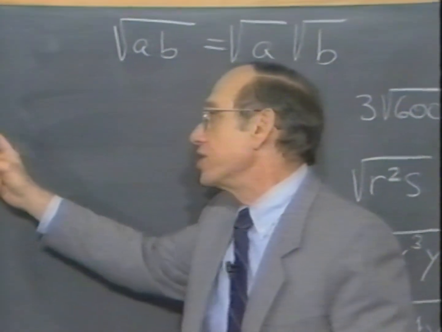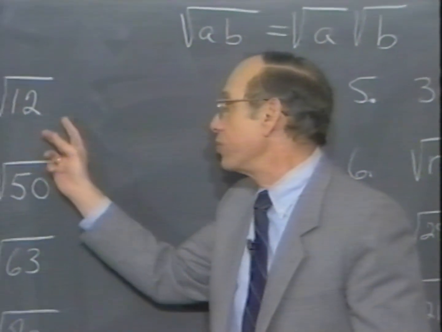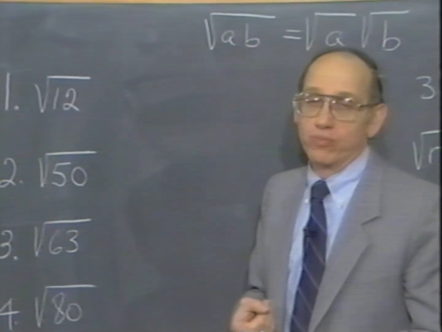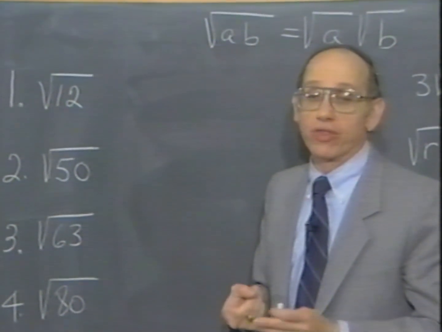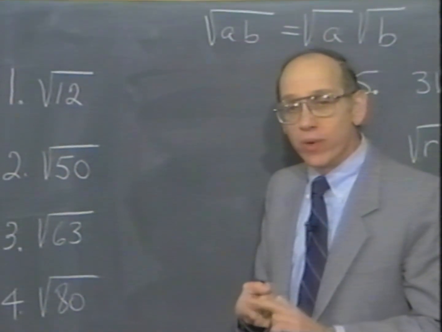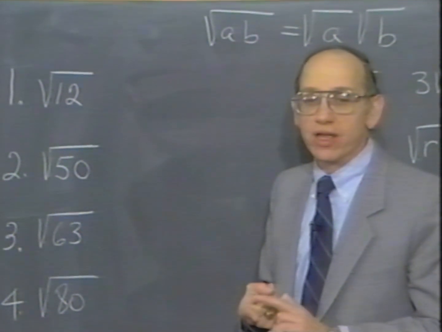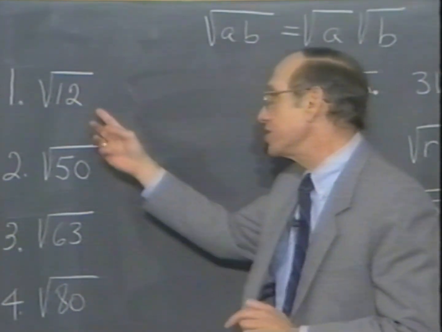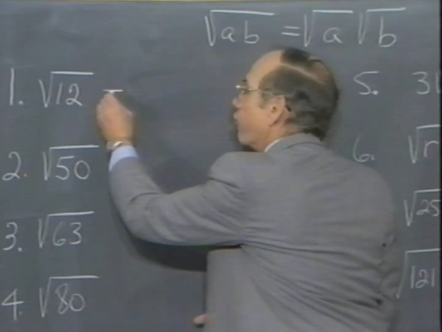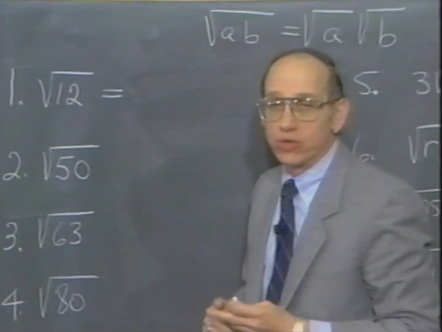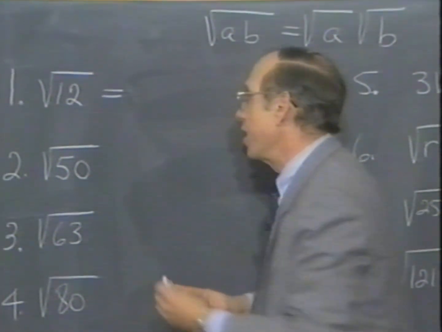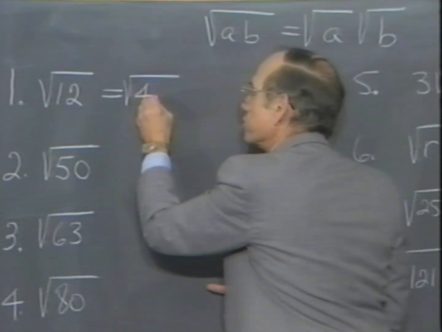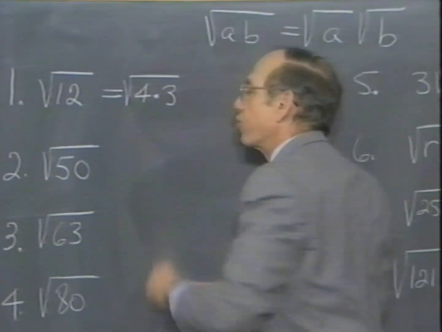Take example 1. We have the square root of 12. 12 can be factored into, well, 2 times 6 or 3 times 4. And what we want to look for is a factorization in which one of the factors is itself a perfect square. In this case, that would be 4. So we want to factor 12 as 4 times 3. And we're going to write this with the perfect square first. So this is 4 times 3.